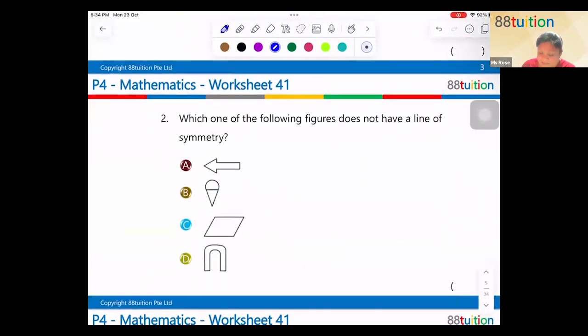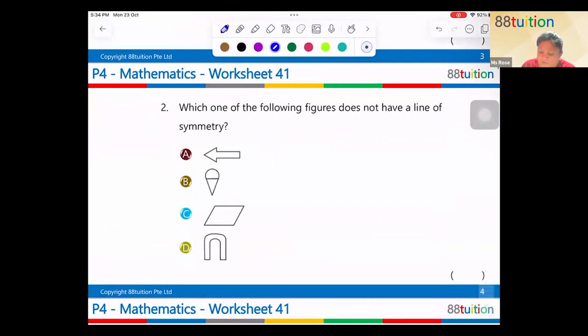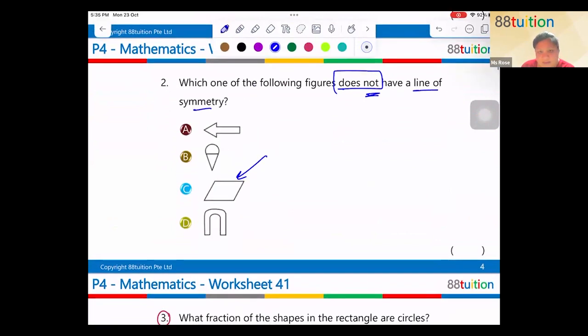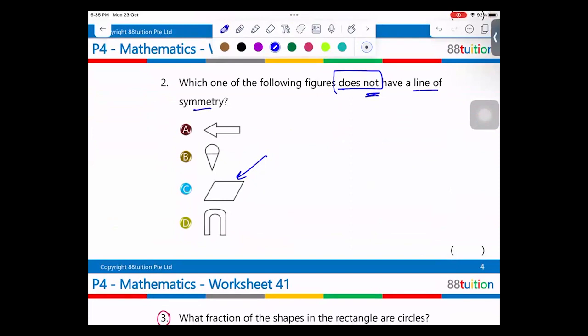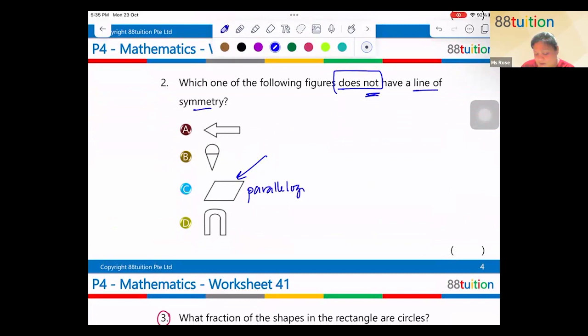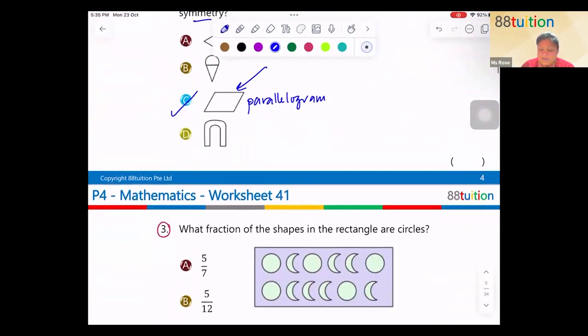Now, the next one: which one of the 5 figures does not have a line of symmetry? Anyone know what is the name of this shape? Parallelogram. Very good. As long as you see a parallelogram, it does not have any line of symmetry. So this is your C.